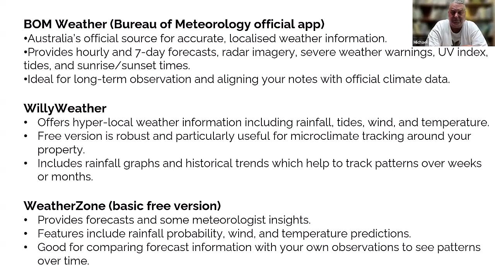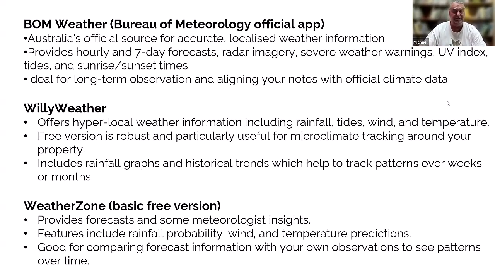You can use it to help track, and you can take screenshots, you can GPS locate certain things as well, and then use that in your designs later on. But again, it's a free one. It includes rainfall graphs and historical trends, which track patterns over weeks and months. So you know what it's been like in the last few months, leading up to when you're making your observations on site, whether you're using your own property or you're going onto someone else's.